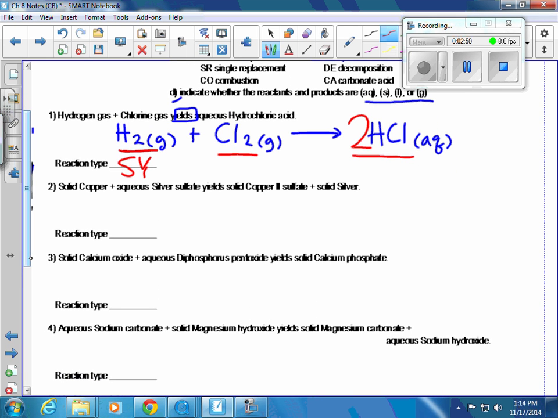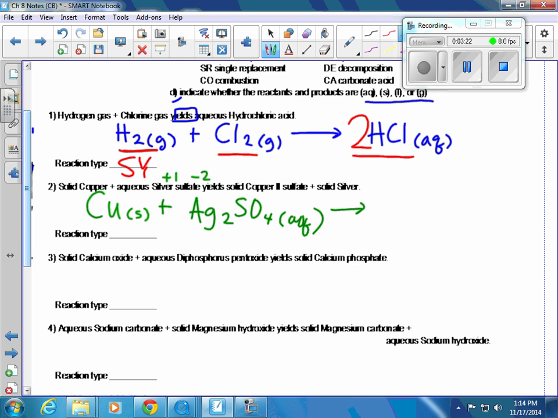Okay, hopefully that one went well for you. Let's go ahead and finish number 2 here. As we take number 2, I have solid copper. It tells us the phase. Copper, solid form. Aqueous silver sulfate. So I look up silver is +1, sulfate is -2. Look on your cation anion sheet. And so that's going to give me the formula Ag2SO4. And it tells me that it is aqueous, aq, and yield, so I draw my arrow.